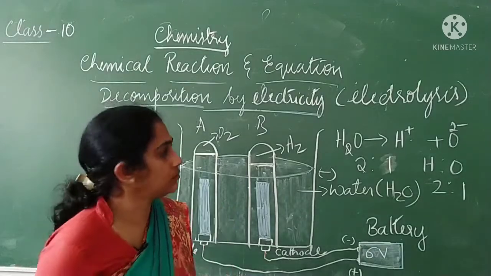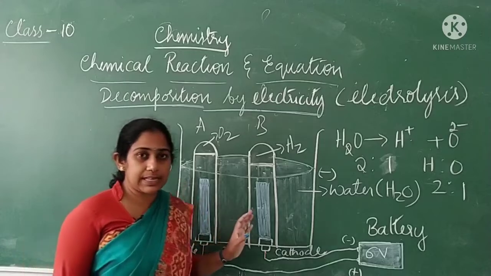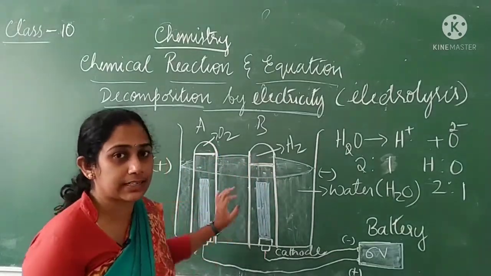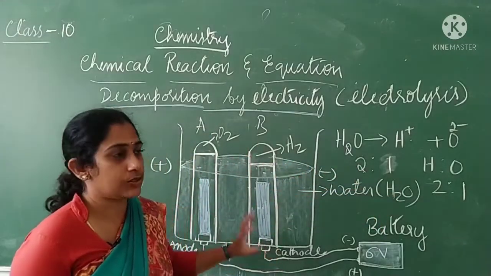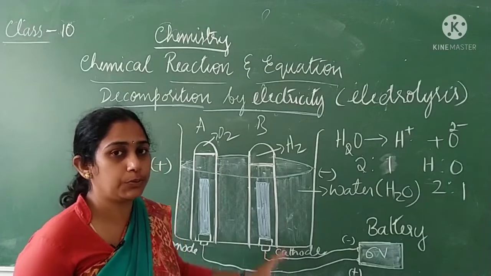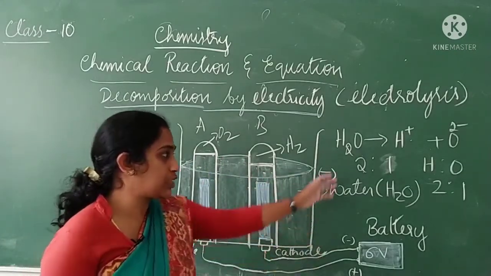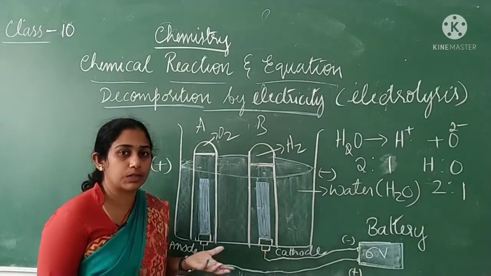Is it clear? So this is decomposition by electricity, and the questions asked in the exam are about the amount of oxygen and hydrogen gas collected in the test tube. They may ask you the ratio of that and how you test for that gas. That will be asked in the exam. So you will have to write this reason, how you can test for that gas, and what is the ratio of hydrogen and oxygen present in one molecule of water.